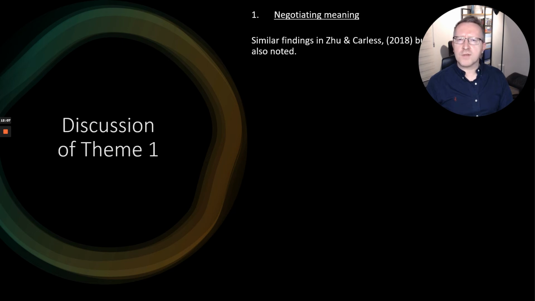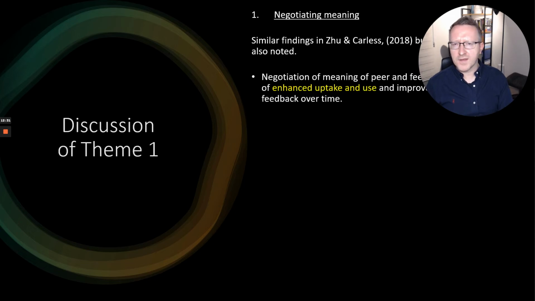So we've seen something similar in the literature, that in Zhu and Carless, students were able to negotiate the meaning of feedback and also better understand the quality of the feedback they were giving. But they found it very hard to meet outside class, and there wasn't enough time in class. So the conclusion was that there were these contextual difficulties stopping peer feedback practices from being effective.